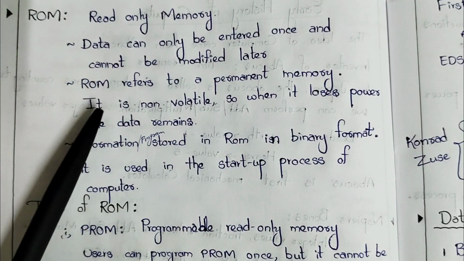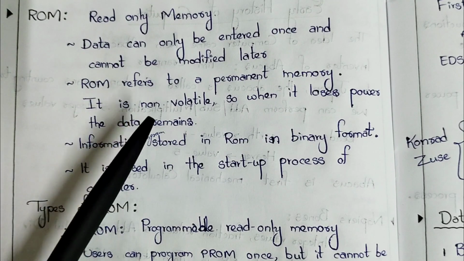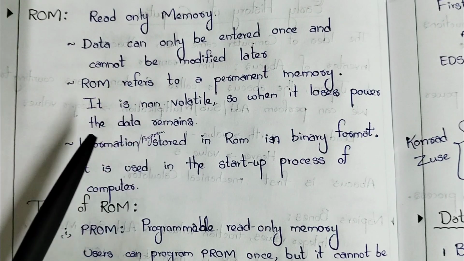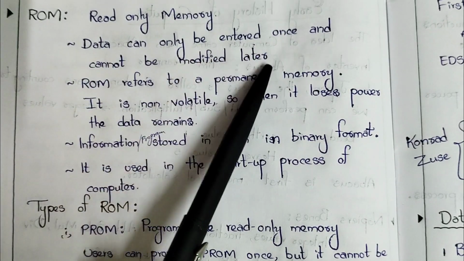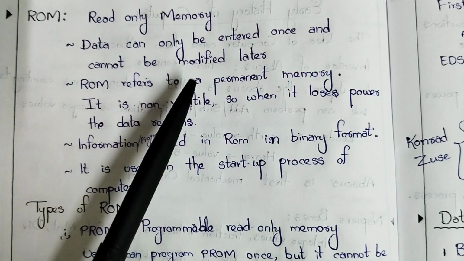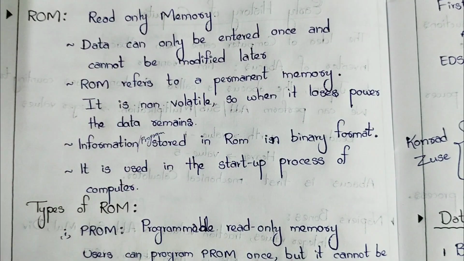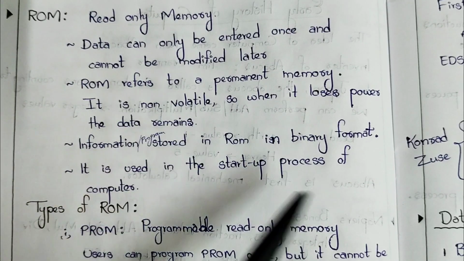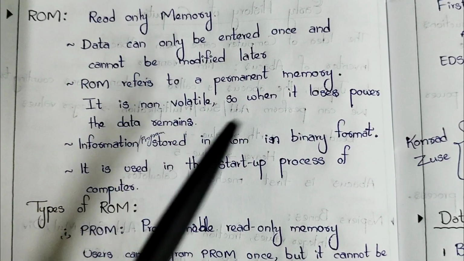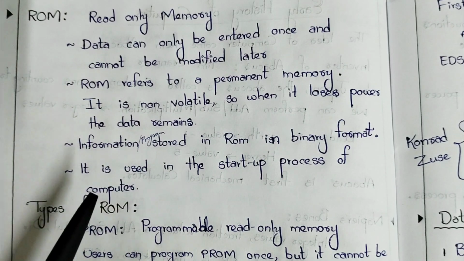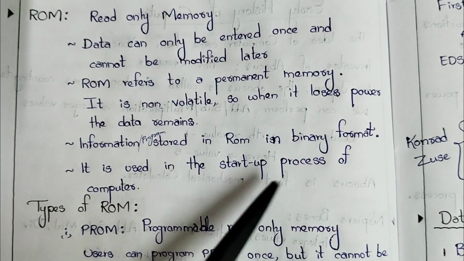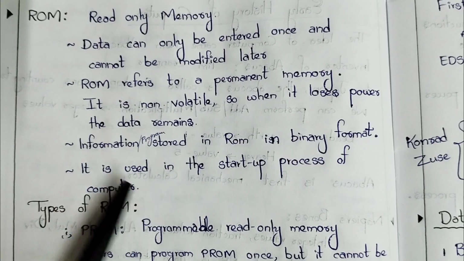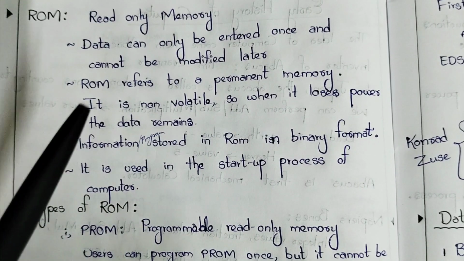Even if there is a power loss, the data will be retained. The data can only be entered once and cannot be modified later in the ROM. The information or the program that is stored in the ROM will be in the binary format, and it is used in the startup process of the computer. So this is about the ROM.